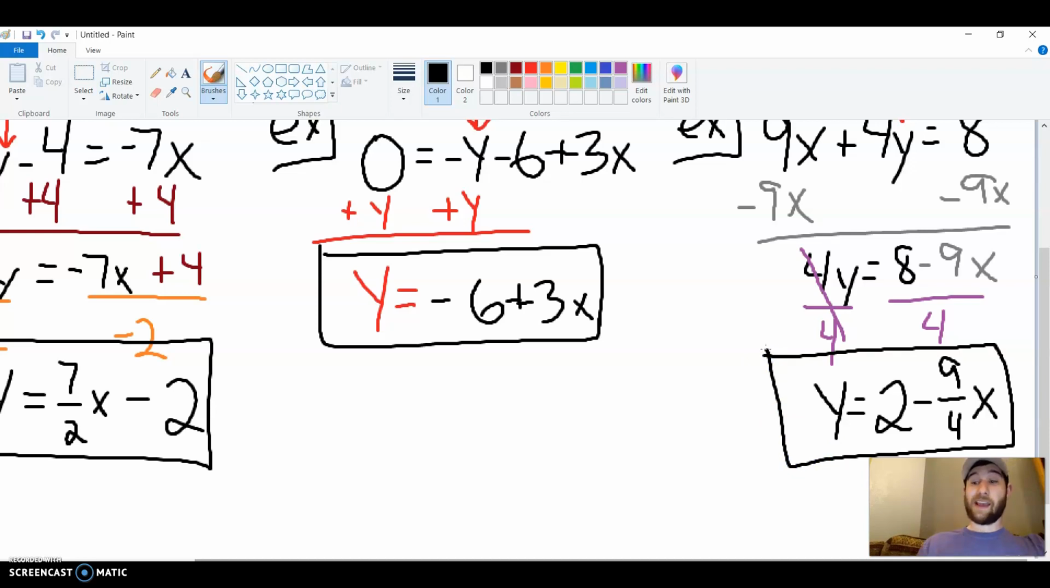Remember, when you're typing into Canvas, to write your fractions and your answers using a backslash. So for example, if we were to write this answer into Canvas, we'd probably want to write it in slope-intercept form with the m first. So we're writing negative 9/4 x plus 2.